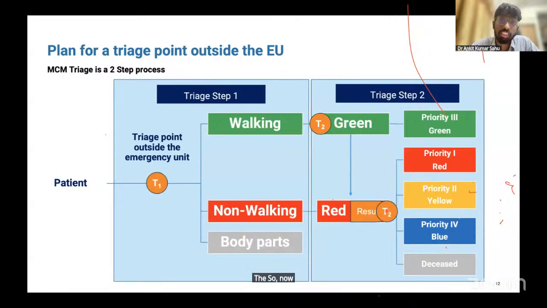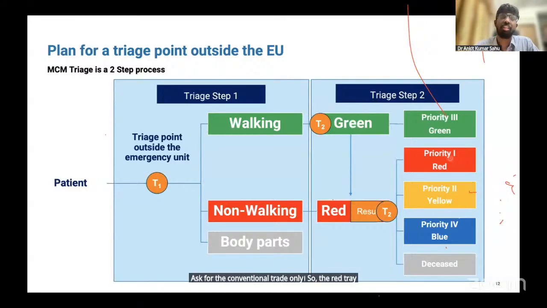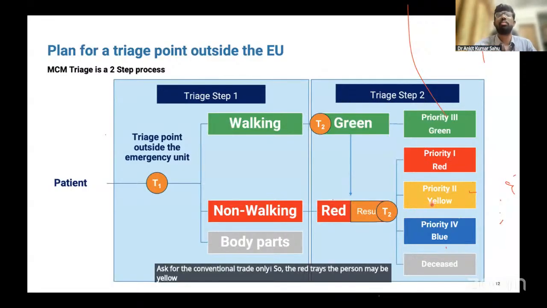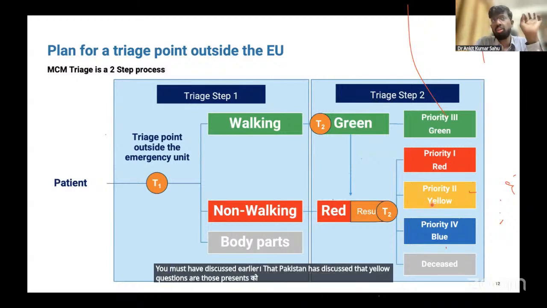So now, after step 2 triage, if the patient is still sick, the patient will be called as red triage category as per the conventional triage only. So the red triage patients will be shifted to 2 places, either ICU or operative mode. The patient may be yellow. Yellow patients are those patients who are not requiring OT or ICU, but require observation or may require OT or ICU maybe within few hours, but not now. So these are yellow patients.